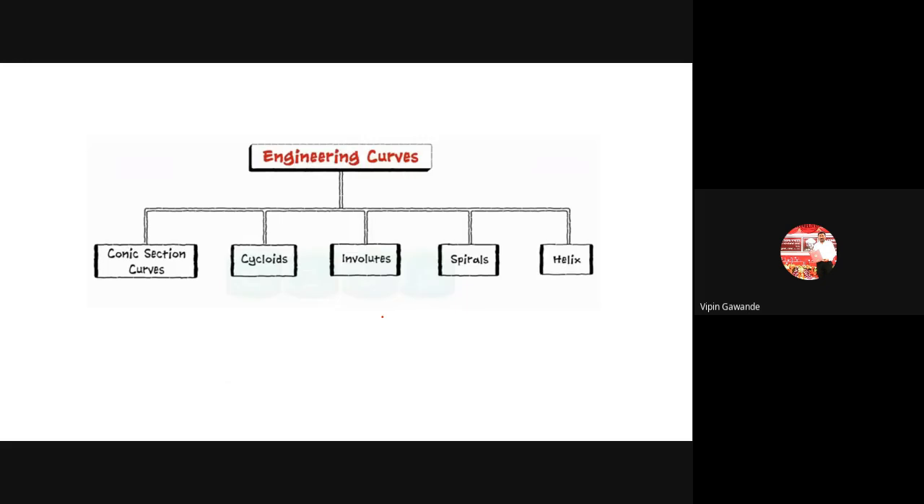Okay, so we have seen there are different types of engineering curves. The first part is the conic section. We have cycloids, involutes, spirals, and the helix. There are certain methods to draw these engineering curves, so we'll see one by one how to construct them. In the first part we will discuss the conic sections.